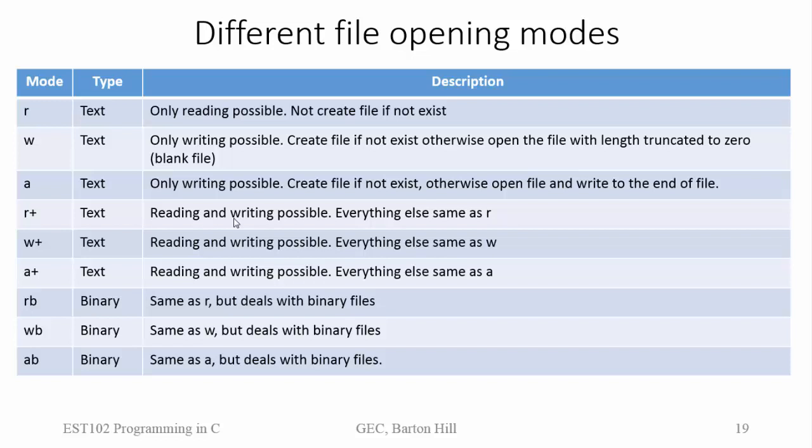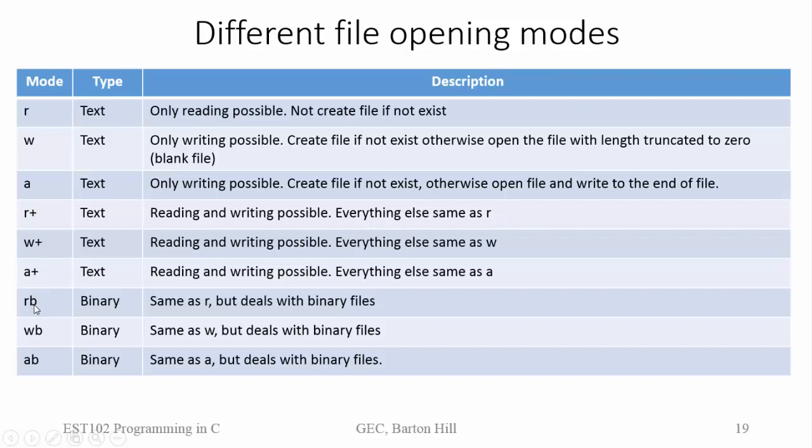So the only difference when we add plus is that both operations will be possible. Here both reading and writing are possible, here also reading and writing are possible, and in case of A plus also reading and writing are possible. Every other concept is the same as R, W and A. So plus means that it supports both operations.